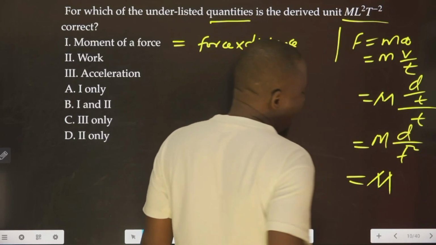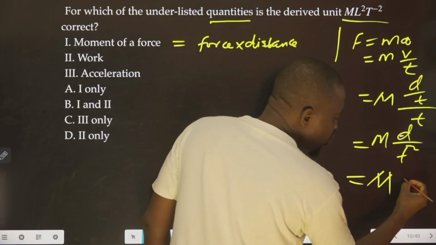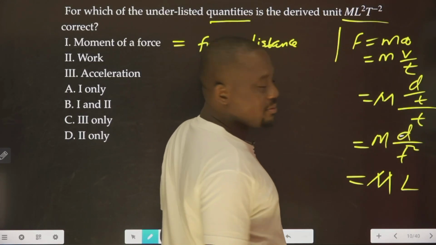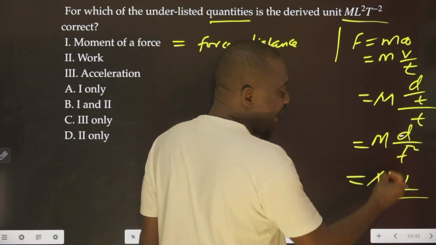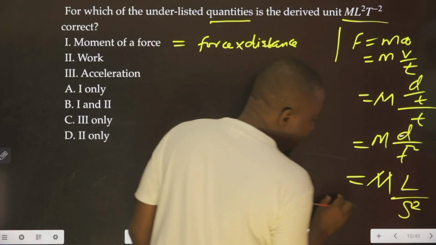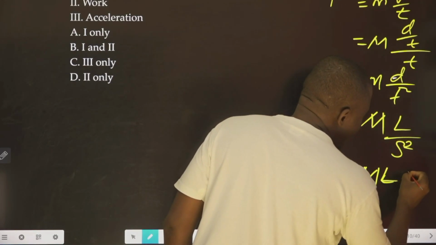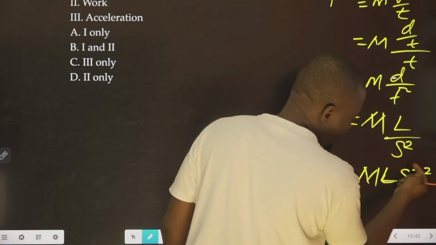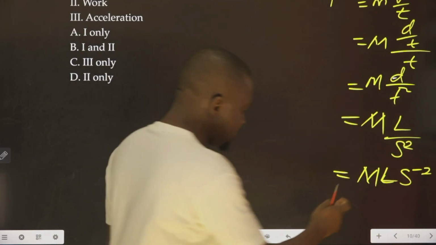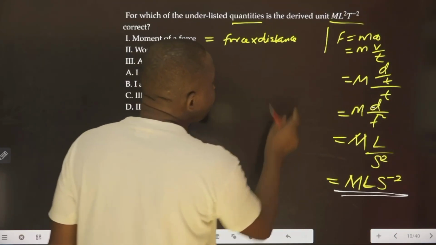This is capital letter M. For this D, we use L, that is length, over the time, which is S squared, which you can express as M L S raised to power minus 2, because of the negative index. This is for what? Just the force.